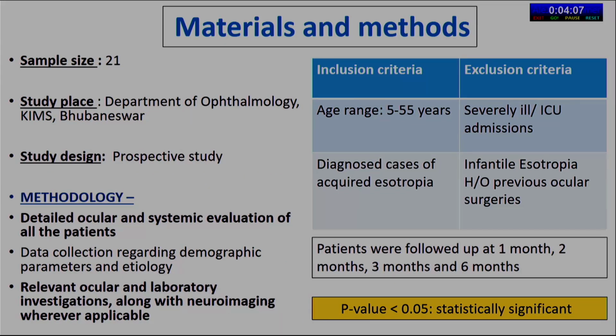The study was a prospective study conducted at the Department of Ophthalmology at KIMS Bhubaneswar with a sample size of 21. Detailed ocular and systemic evaluation of all the patients was done, and ocular and laboratory investigations along with neurological imaging was done wherever applicable. The inclusion criteria took diagnosed cases of acquired esotropia with an age range of 5 to 55 years and excluded severely ill patients or patients who were admitted in ICU. It also excluded infantile esotropia cases and also patients with history of previous ocular surgeries. The patients were followed up at 1st, 2nd, 3rd and 6 months. Statistical analysis gave us a p-value of less than 0.05, which was considered statistically significant.